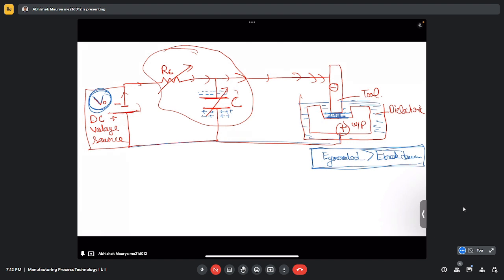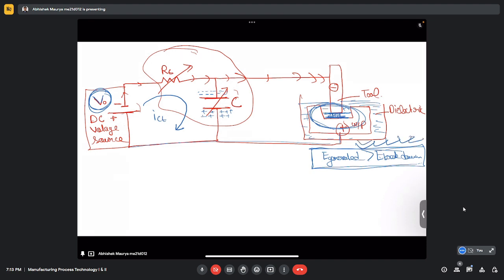So here a charging current will run in this circuit, that is called ICT. ICT, that is the current for charging as a function of time. And at the same time, I told this circuit will not, here the current will not flow, or the formation of plasma will not happen unless this condition is reached.